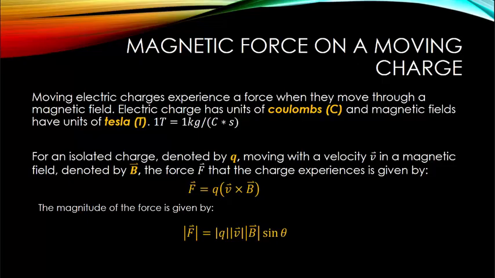For an isolated charge that's denoted by little q, moving with a velocity v in a magnetic field which is denoted by a vector quantity capital B, the force F that the charge experiences is given by the force is equal to the charge q times the cross product of v and B. The magnitude of the force is given by the magnitude of q times the magnitude of the vector v times the magnitude of the vector B times the sine of theta, where theta is the angle between v and the magnetic field B.